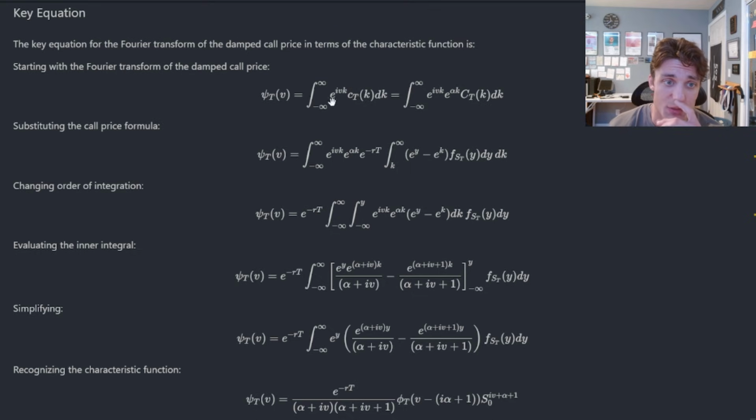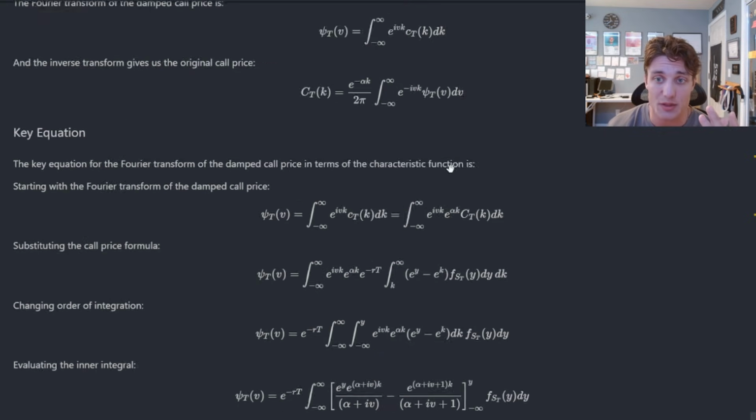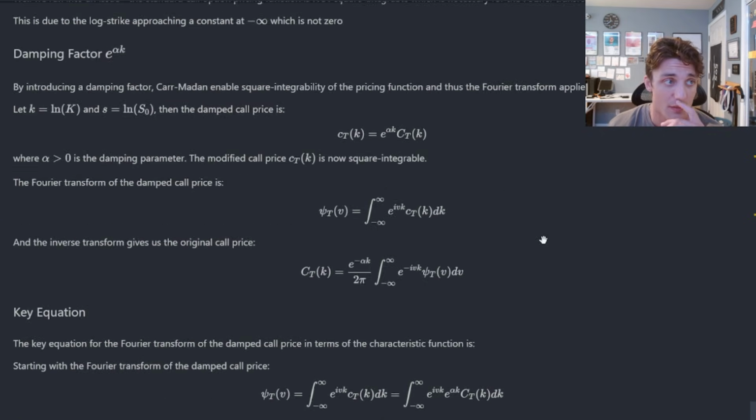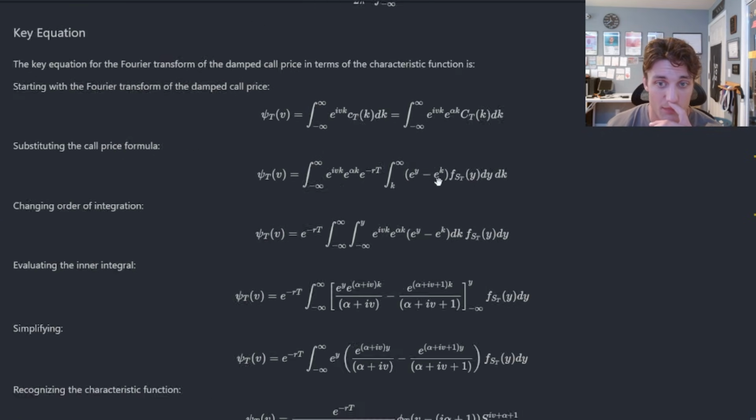Okay, if this is the case, we can substitute in the call price formula. That's exactly what we're doing here. This is the original integral that we had for the expectation. We're just going to change the order of integration. This is a double integral. We're free to do that.